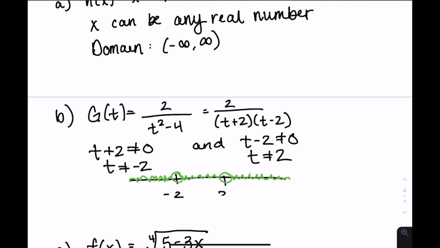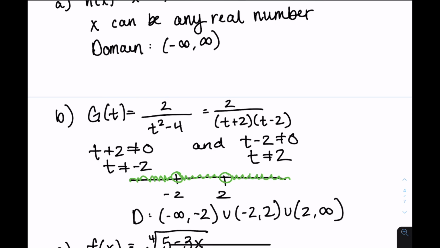So if we draw a number line, I'm going to have open circles at negative 2 and 2. So in interval notation, your first interval from negative infinity to negative 2 would be here. Your second interval is from negative 2 to 2, and I can't equal those endpoints. And your third interval is from 2 to infinity. Okay? So this would be our domain.